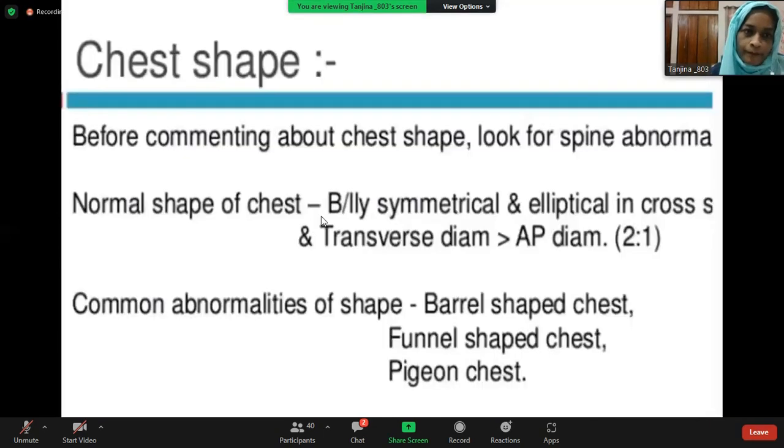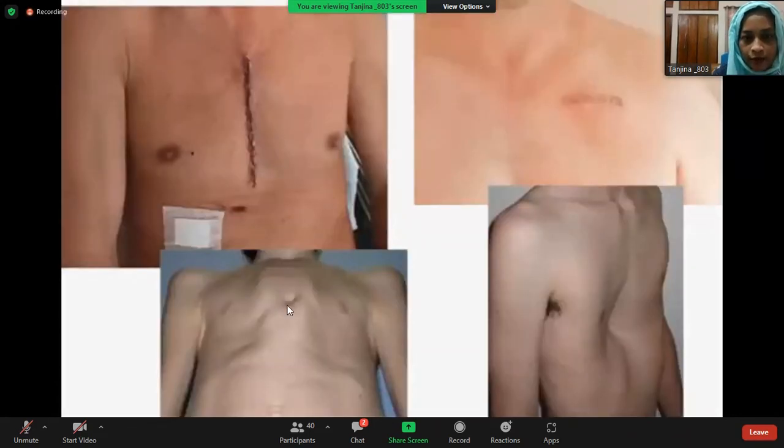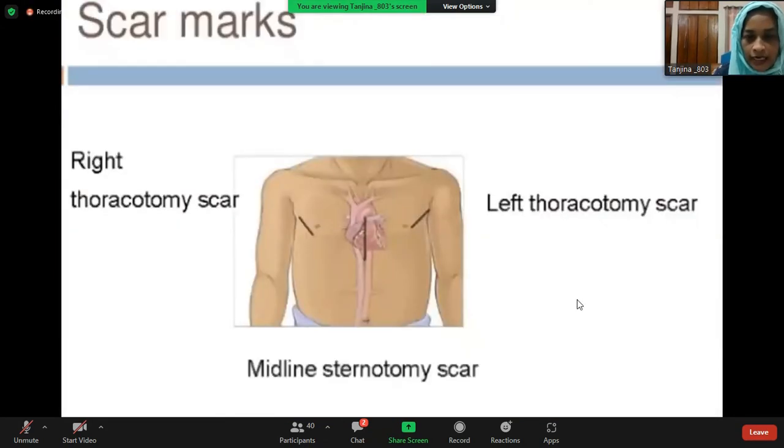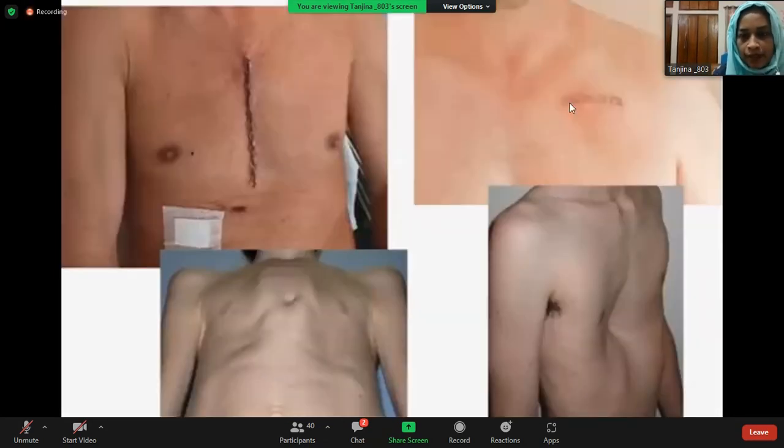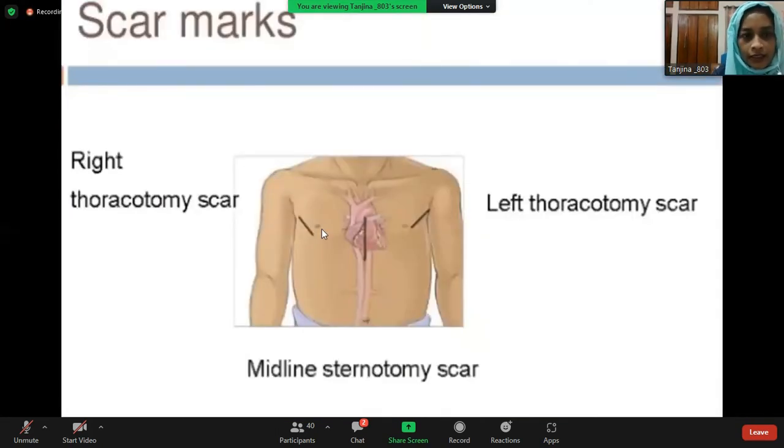The normal chest shape is bilaterally symmetrical, and the transverse diameter is more than the anteroposterior diameter, 2:1. See any abnormalities in the chest shape like pectus carinatum or pectus excavatum. This is the pigeon-shaped chest, and this is the pectus excavatum. This is a scar mark in the center of the chest, a midline scar mark. And these are a right thoracotomy scar, a left thoracotomy scar, and a midline scar for cardiovascular surgery.